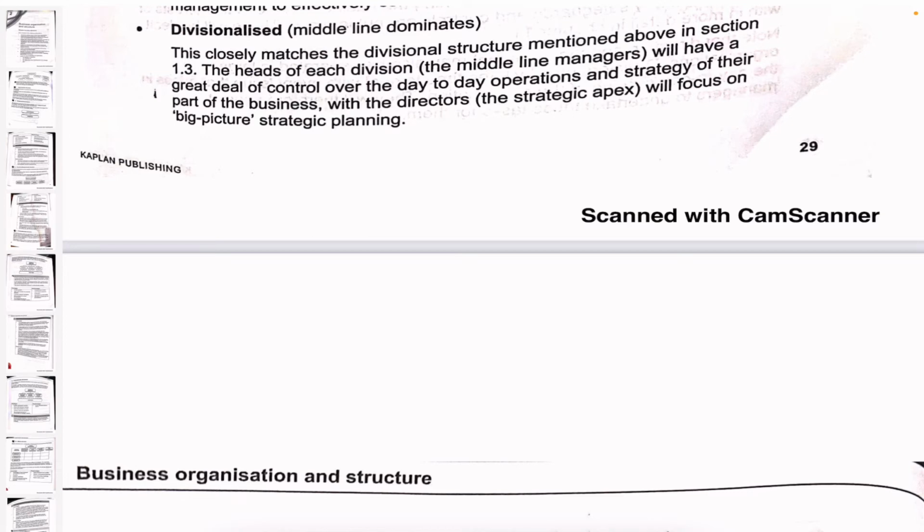So divisionalized means the middle line. In some organizations, the middle line managers have a lot of control over the day-to-day operations, so that the strategic apex managers can focus on the more important big picture planning, whereas the middle line will focus on day-to-day operations. So that is when the middle line dominates, which is known as the divisionalized structure.